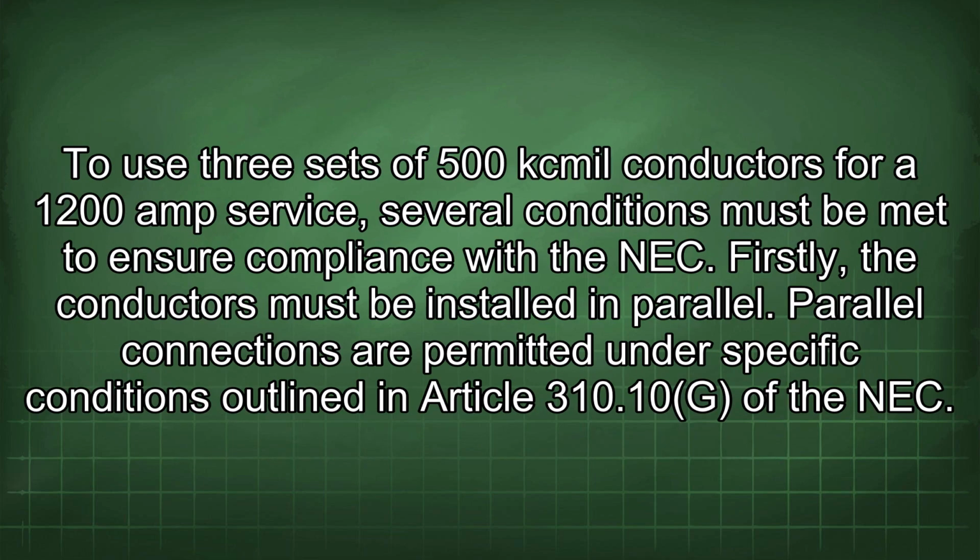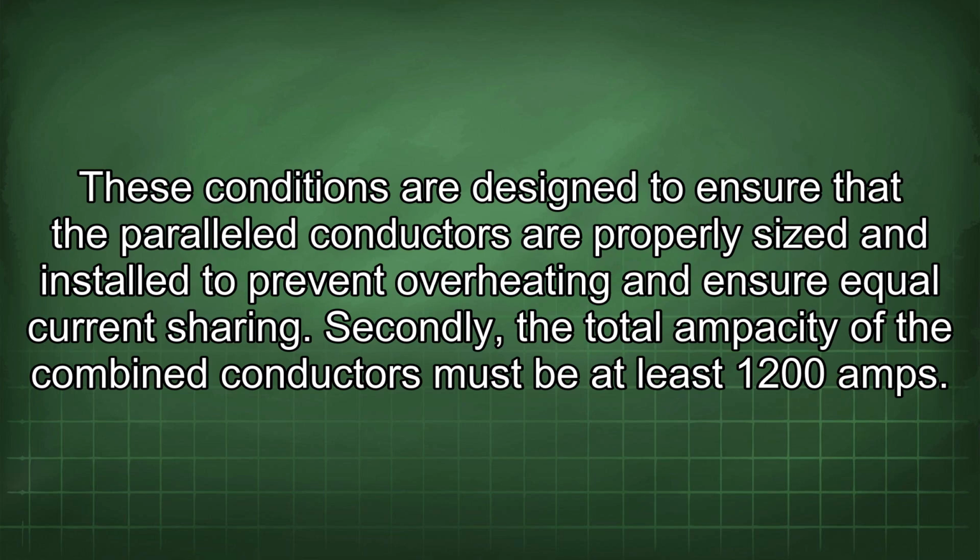To use 3 sets of 500 kcmil conductors for a 1200 amp service, several conditions must be met to ensure compliance with the NEC. Firstly, the conductors must be installed in parallel. Parallel connections are permitted under specific conditions outlined in Article 310.10(H) of the NEC. These conditions are designed to ensure that the paralleled conductors are properly sized and installed to prevent overheating and ensure equal current sharing.